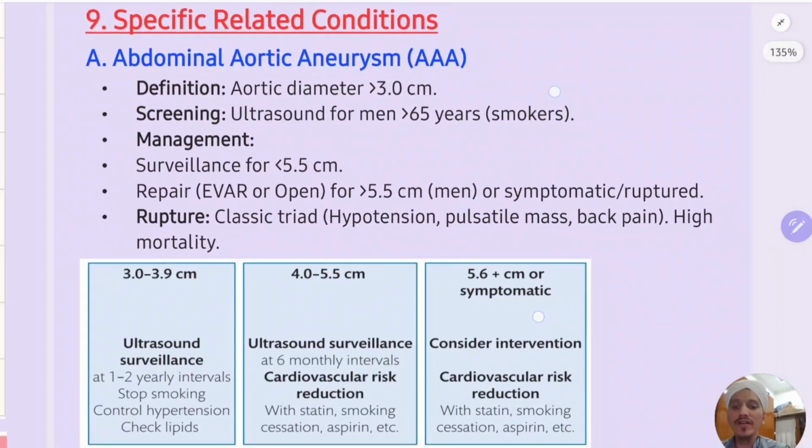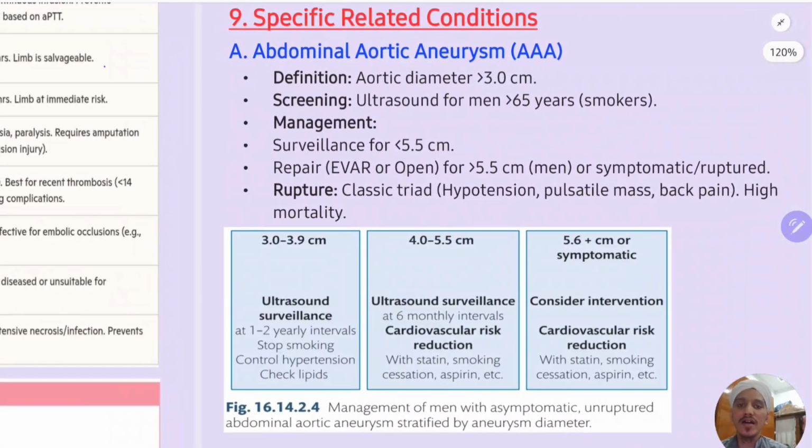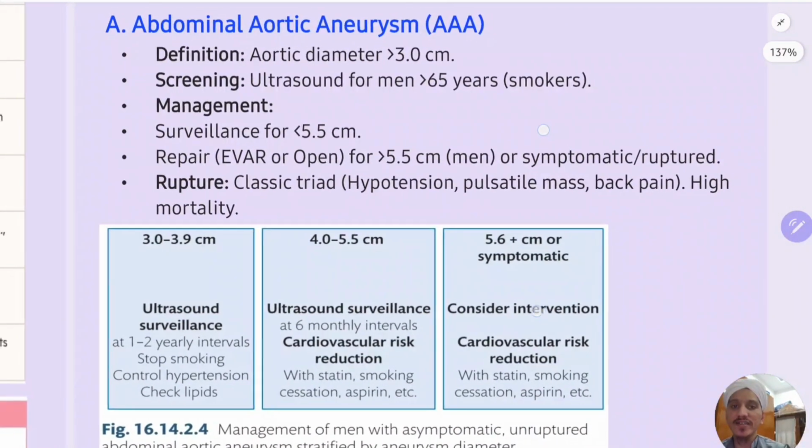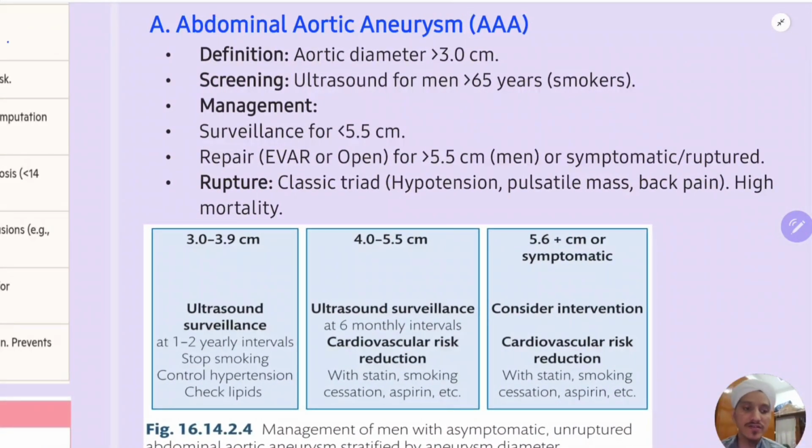Now we will discuss some other specific related conditions of peripheral artery disease. Number one, we will discuss abdominal aortic aneurysm. Definition: aortic diameter more than 3 centimeters. How do you screen? By ultrasound. In whom will you screen? Men more than 65 years of age who are smokers.